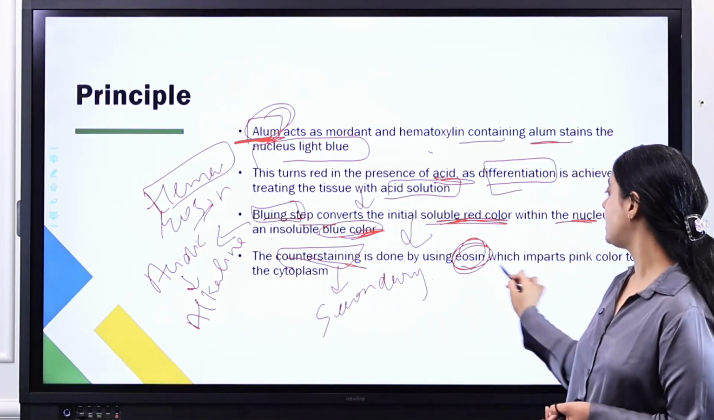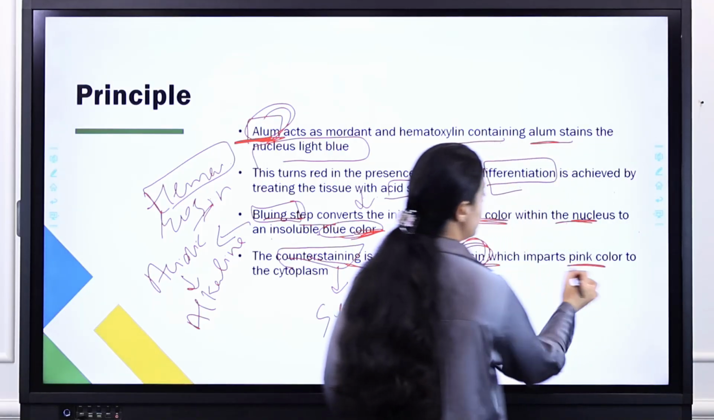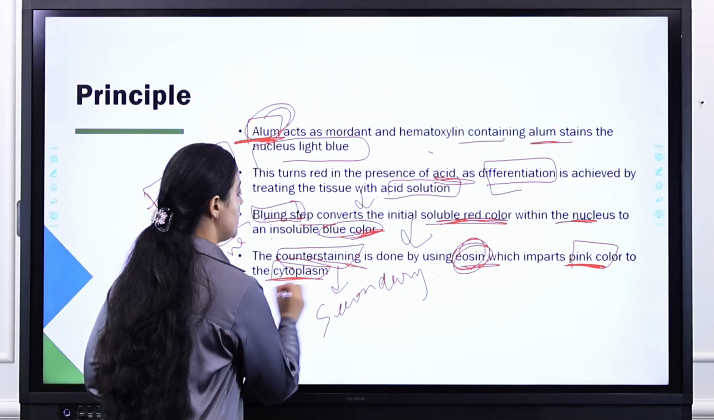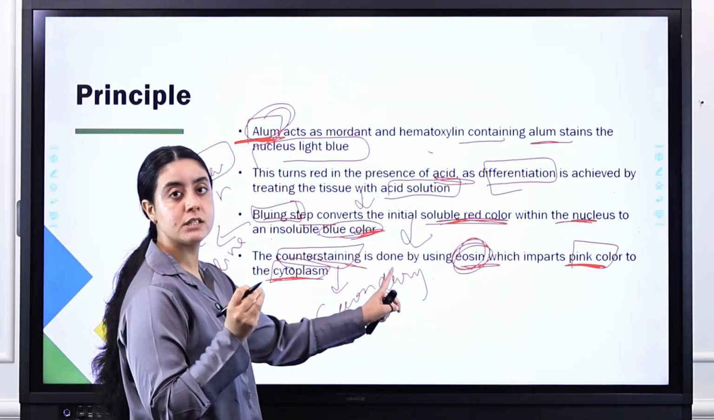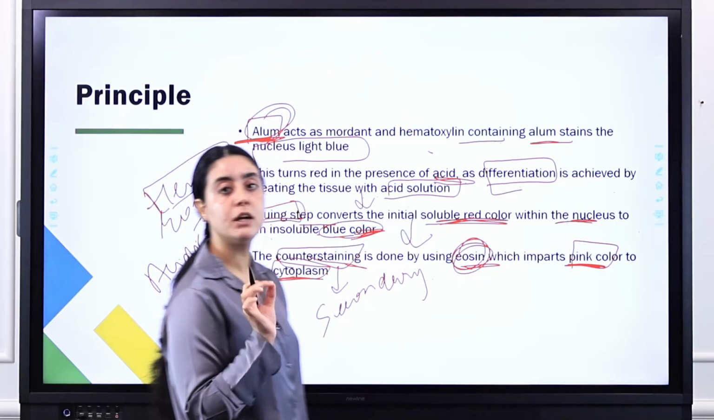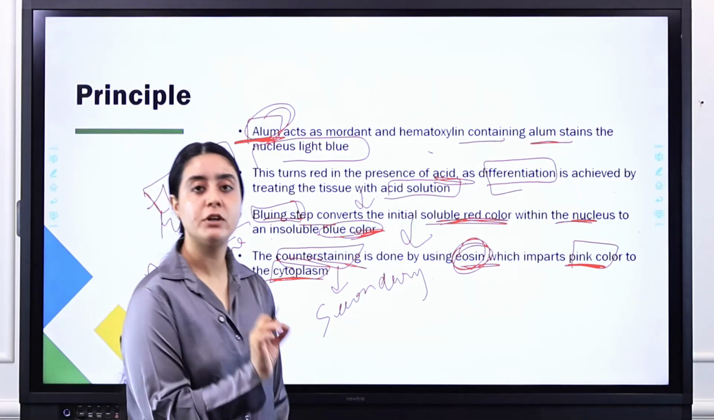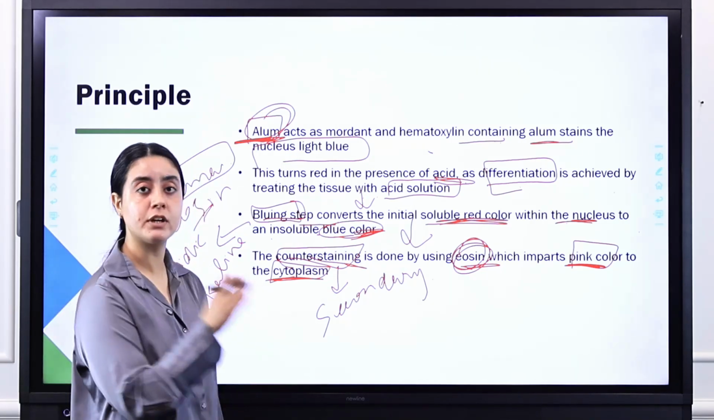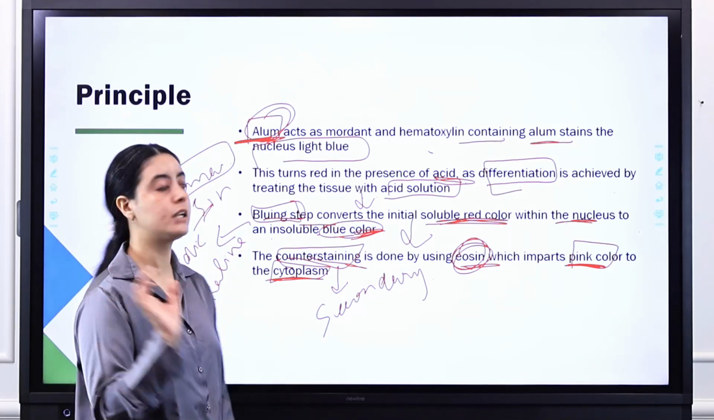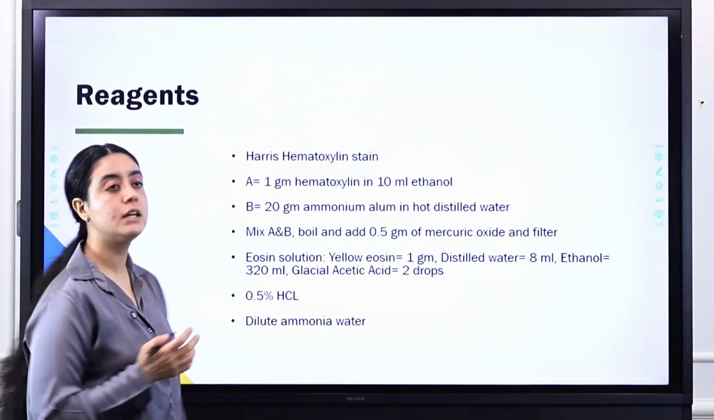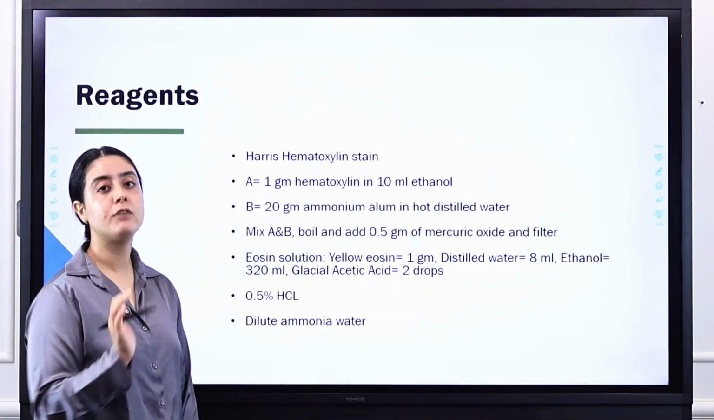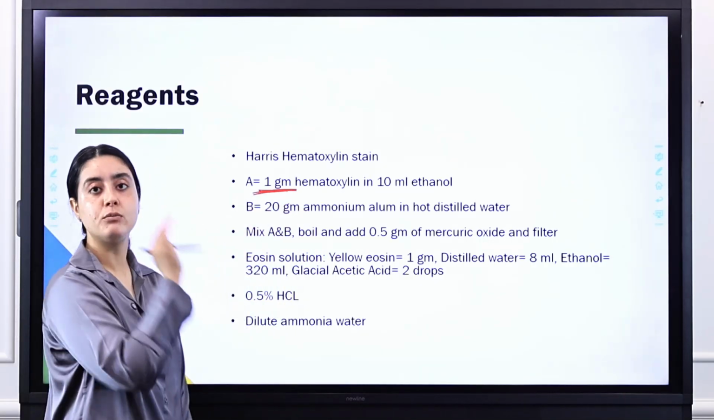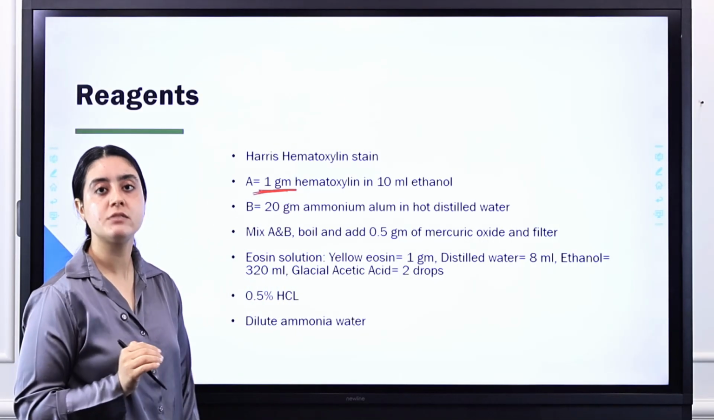The counter stain is done with eosin, which imparts pink color to the cytoplasm. What is the function of eosin? Eosin imparts pink color to the cytoplasm. So basically our hematoxylin stains the nucleus and our eosin stains the cytoplasm, and it gives different colors to different particles. What are the reagents used in the hematoxylin stain? You have to know each and every reagent with its composition also. This is very important.